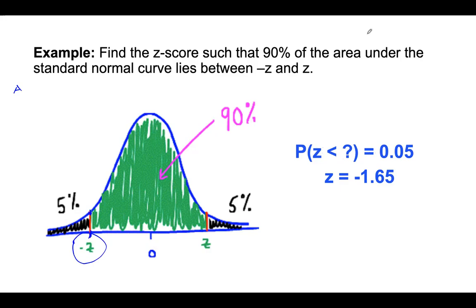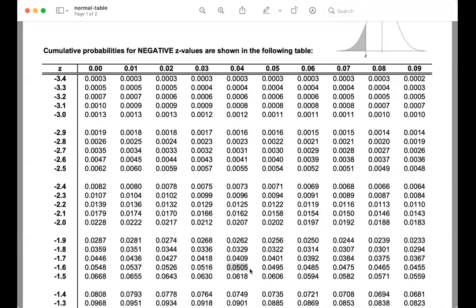So we look that up in the table. So which one is closer to 0.05? Is it this one or is it this one? Which one do we go with? Anyone? Yes, exactly. You could take the average of the two. So we could say it would be -1.645.